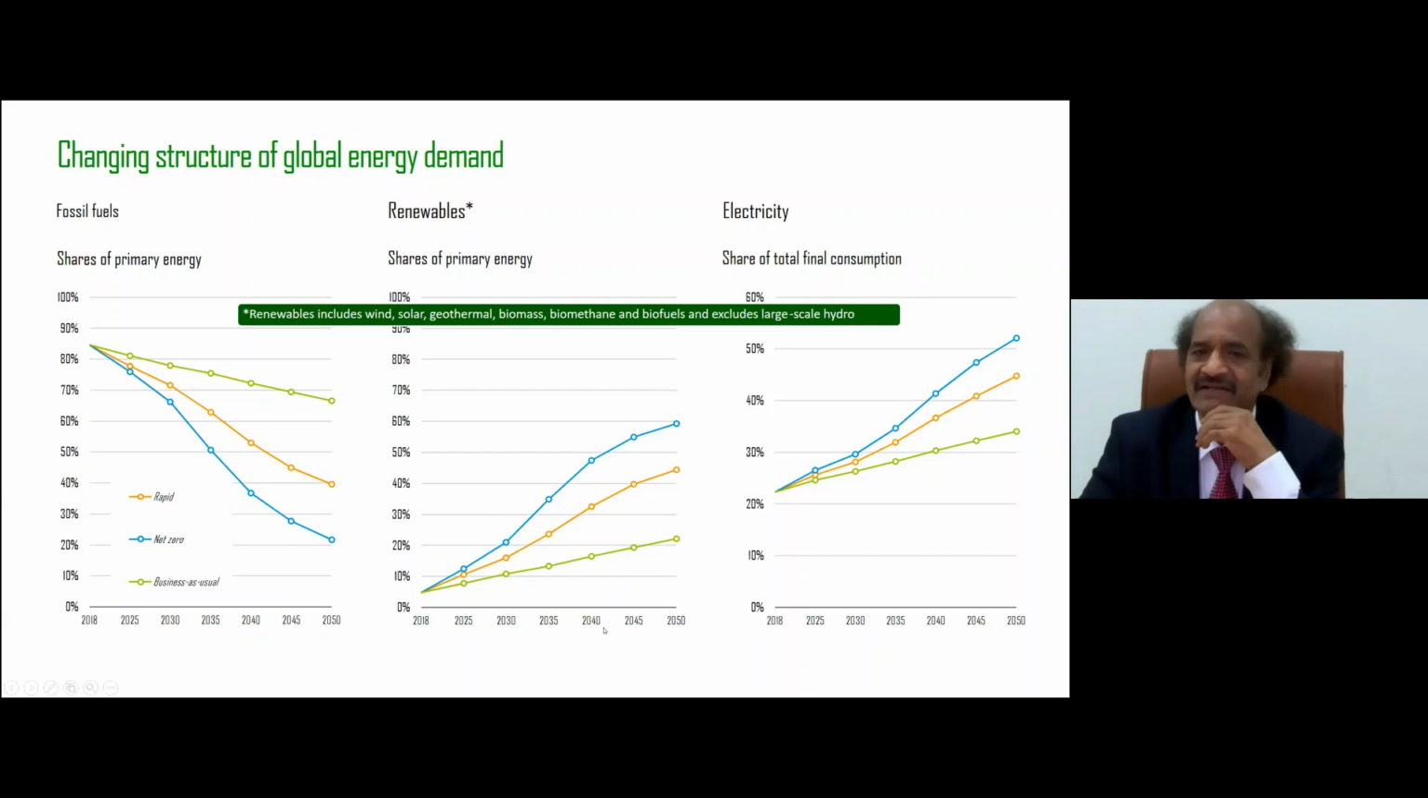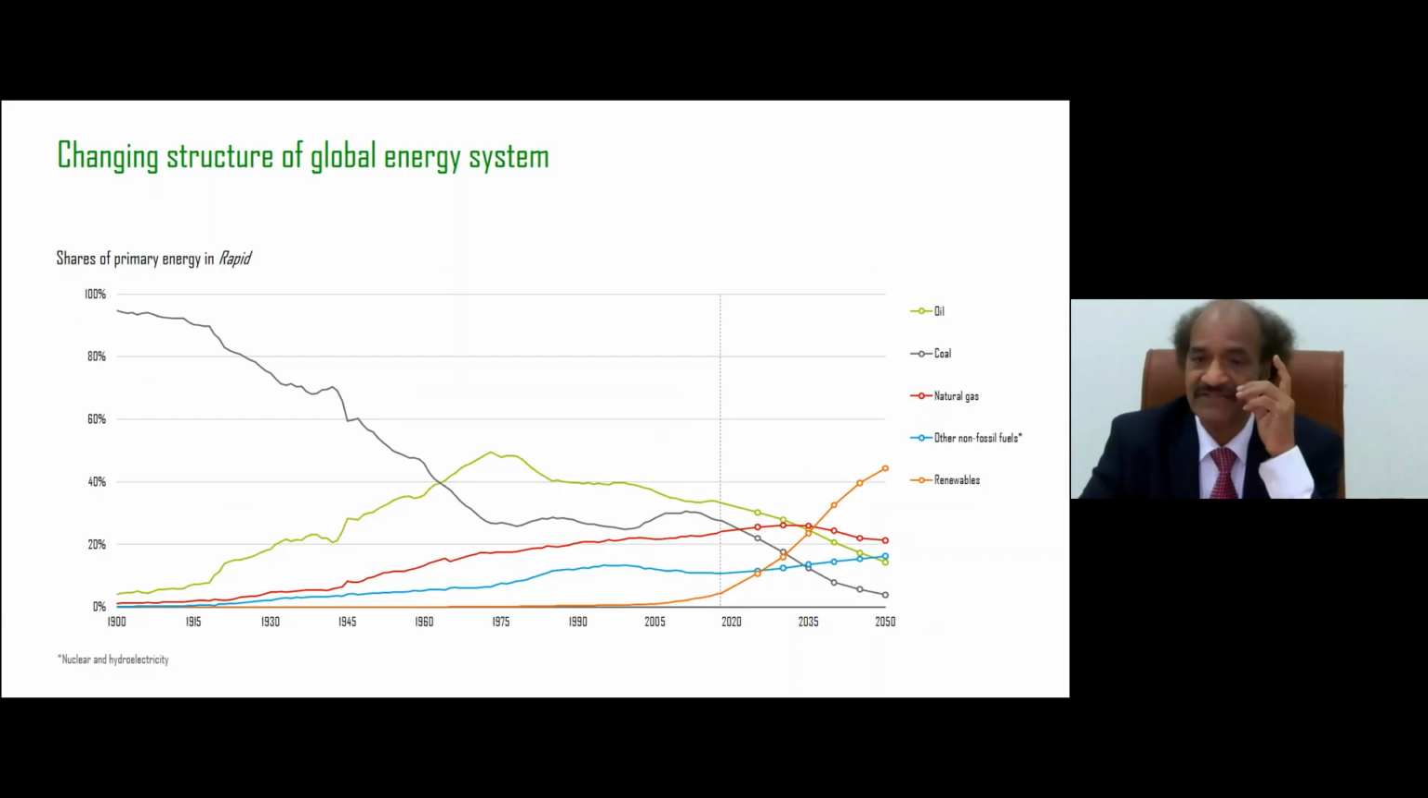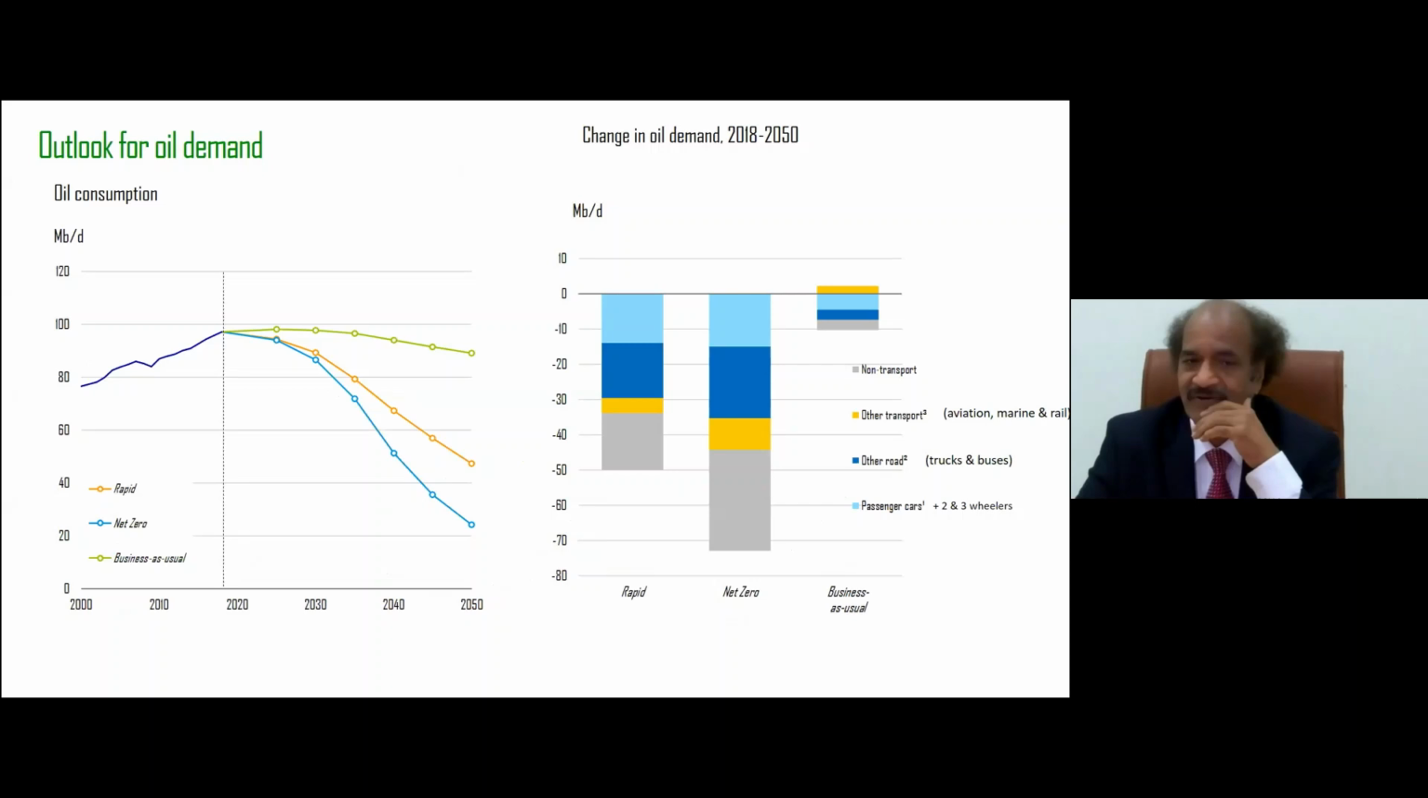So if you look at the changing structure of the global energy, even by 2050, there will still be coal being used. Although the contribution of the so-called biomass or renewables is going to go on increasing, the geothermal or wind and whatever. The contribution of petrol will continue to go down, okay? But coal will still be used because some of the power plants are coal-based power plants.